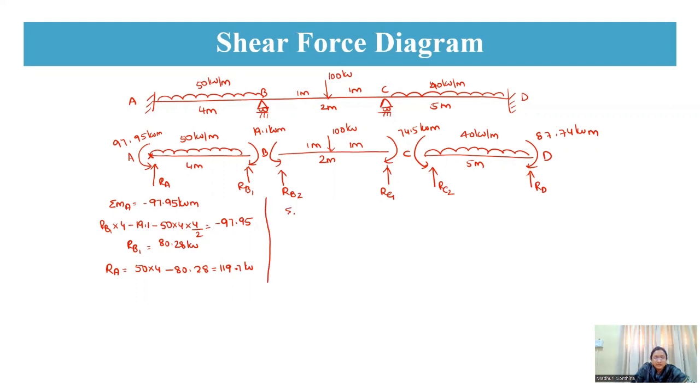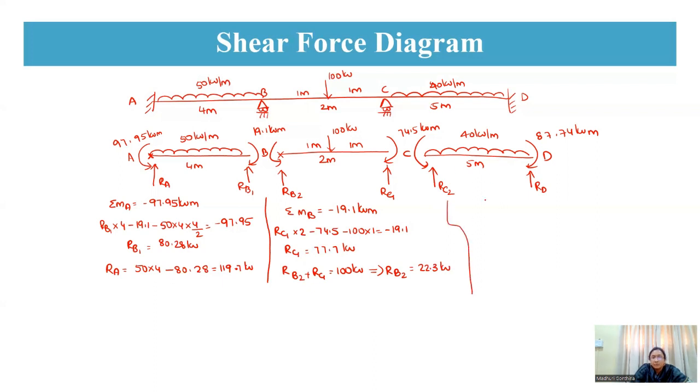Similar way, here also I am taking moment about B at this point. So that will be equal to minus 19.1 kilonewton meter. Similar way, RC1 into 2 minus 74.5, this moment, minus 100 into 1 will be equal to minus 19.1. So RC1 will be equal to 77.7 kilonewton and RB2 plus RC1 will be equal to 100 kilonewton. So this implies RB2 will be equal to 22.3 kilonewton. So this is another one.